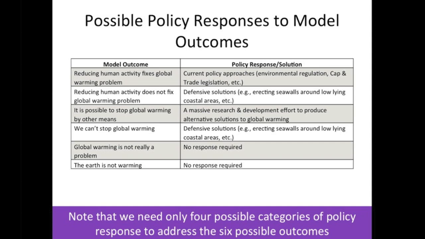Here are the possible general policy responses to the model outcomes. This table lists the model outcomes along with suggested high-level policy approaches or solution strategies. So you can see that if the model outcome is that reducing human activity fixes global warming, then current policy approaches such as cap and trade legislation and environmental regulation would be the correct approaches. If it doesn't fix the problem, then we've got to be looking at solutions that are more defensive in nature, protecting low-lying areas around coastal environments and so forth.